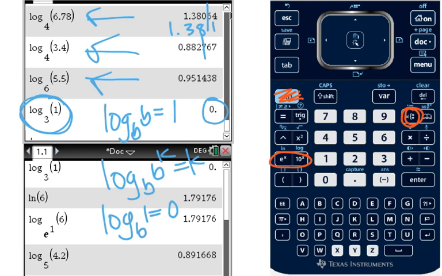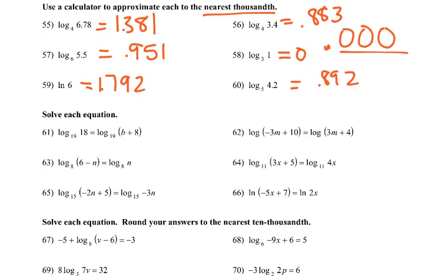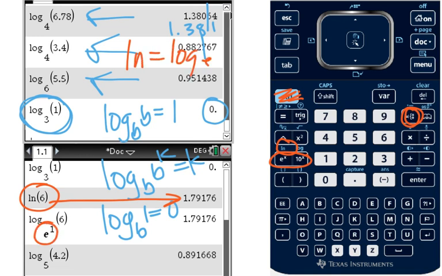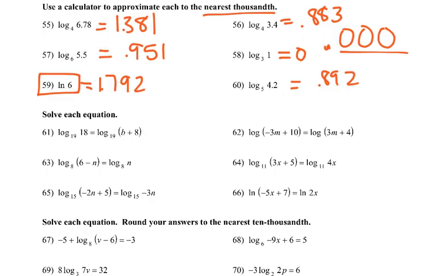Okay, now I notice we had number 59, which had that natural log. So I used just the natural log button, typed it in, and notice I got my answer. However, because we know the natural log is log base e, I typed in log base e of 6, and see, you get the same answer because it's the same thing. Okay, so using your calculator, pretty easy, right? So that's what you should end up with when you're using the calculator.